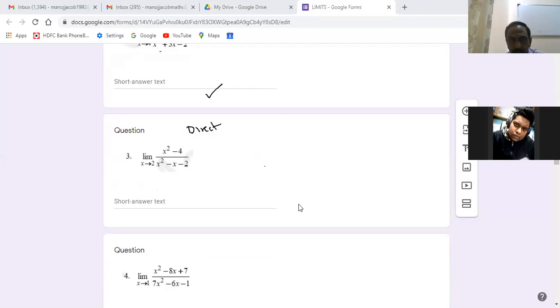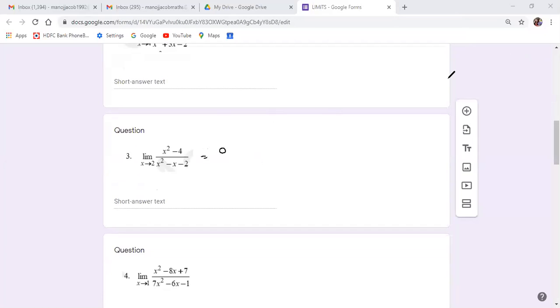Question number 3, any doubt? Is it direct substitution? No, question 3 is not direct, sir, because when you substitute, it becomes 0 by 0.